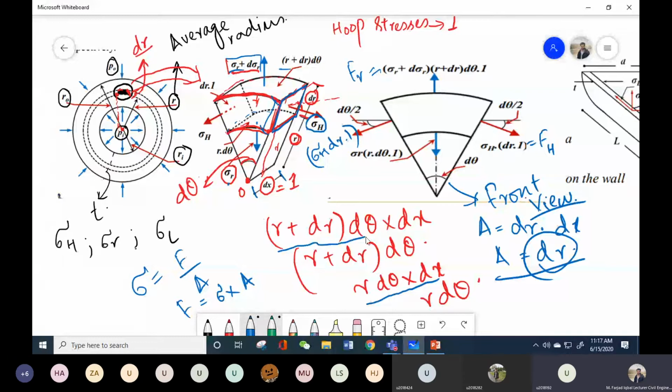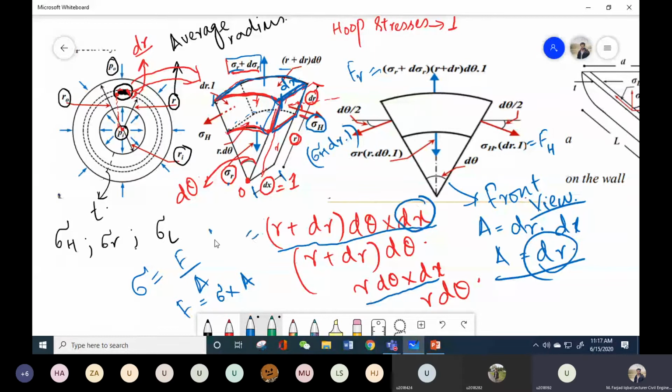Okay. So what is this length? This arc length is (r plus dr) d theta. So if I want to calculate the area of this layer, what will I do? I will multiply this length by this horizontal length. This horizontal length is equal to dx, right? Yes. So this arc length, (r plus dr) into d theta, is multiplied by this dx.